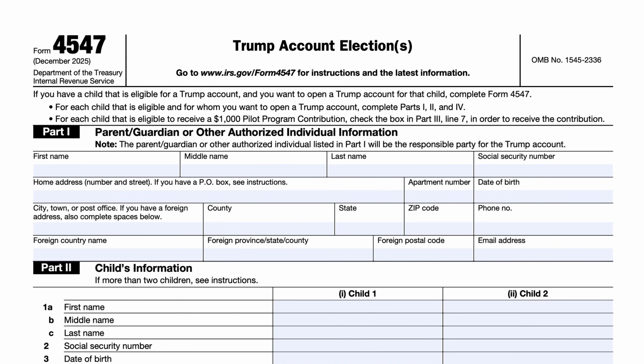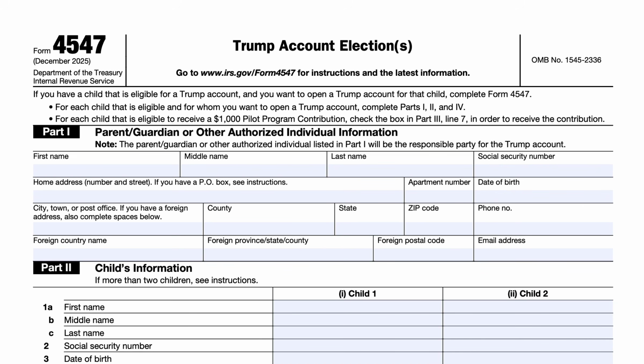We'll be going over IRS Form 4547, Trump Election Accounts. So this is a tax form that you would complete to establish a new type of savings account known as a Trump account for an eligible child. This is part of the One Big Beautiful Bill Act that was passed in 2025 to help give taxpayers an incentive for starting retirement plans for new children.